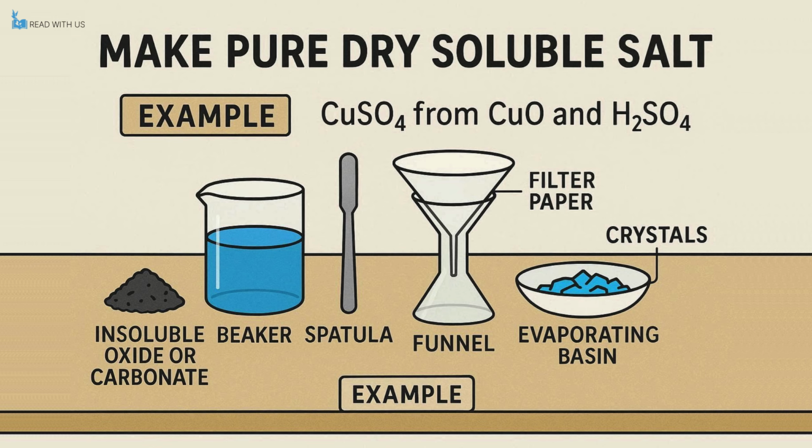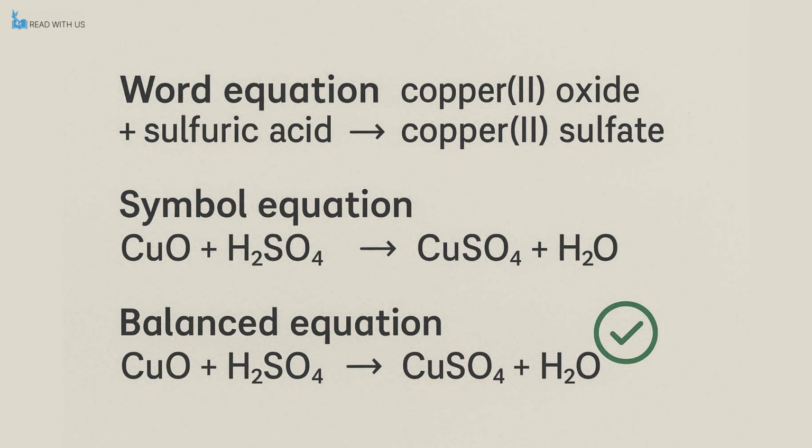This practical shows how to prepare a pure dry sample of a soluble salt from an insoluble oxide or carbonate using the example of copper-2 oxide and sulfuric acid. The word and symbol equations are: copper-2 oxide plus sulfuric acid makes copper-2 sulfate and water, and the balanced formula is CuO plus H2SO4 gives CuSO4 plus H2O.